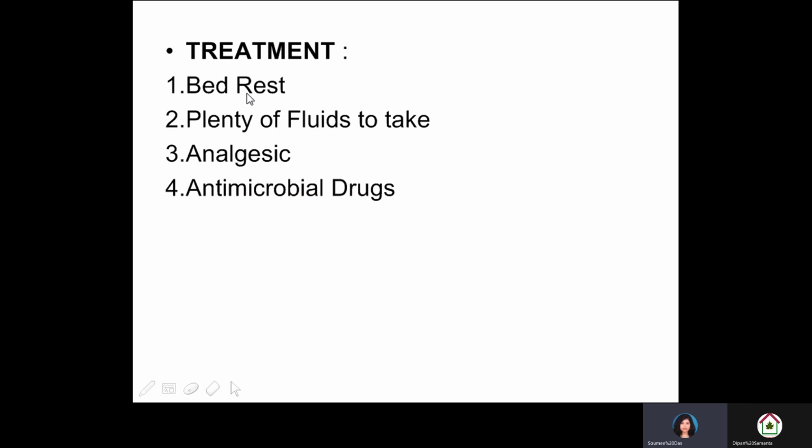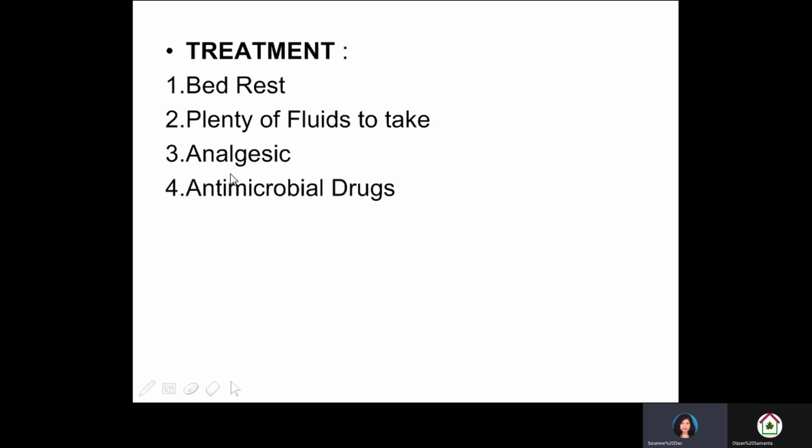Next is treatment. Number 1 is bed rest. Number 2 is to take plenty of fluids. In tonsillitis there is difficulty in swallowing, so the patient avoids drinking water, which leads to dehydration. So it is very important to maintain the fluid and ionic equilibrium of the body. That is why the patient is advised to drink plenty of fluids, preferably isotonic fluids like saline water, ORS, etc.